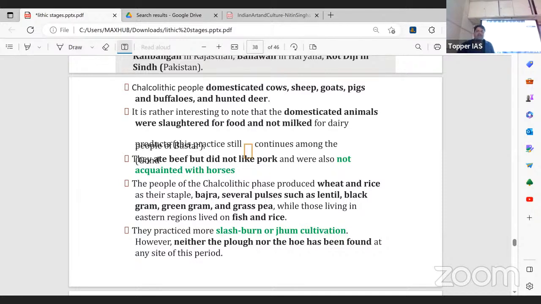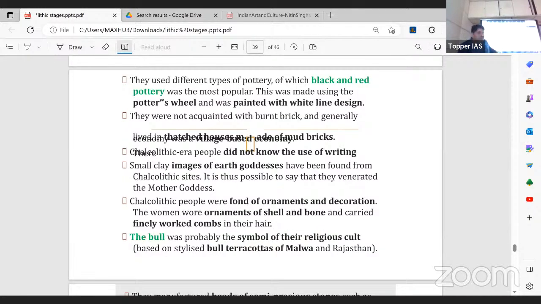So Chalcolithic. Here the pottery was different. In the Neolithic there was only black burnished ware and grey ware, plain pottery. Here it is black and red pottery, basically black painting on red ware. Black and red pottery was most popular, painted with white line designs. Chalcolithic people also used mud bricks only, not burnt bricks. They constructed houses with mud bricks.